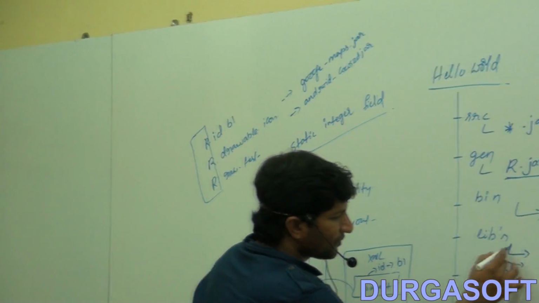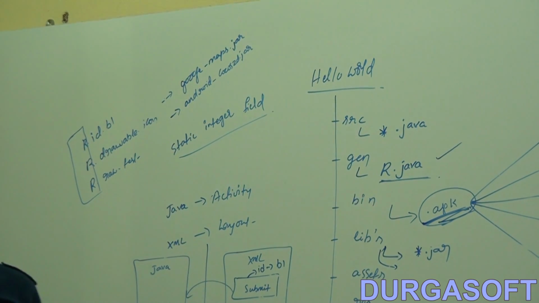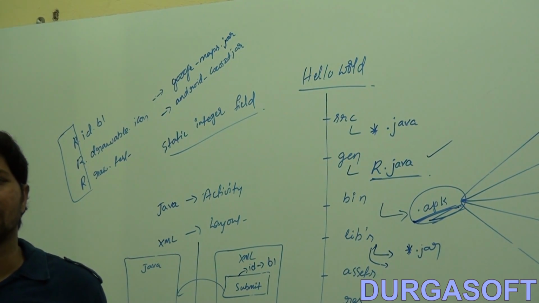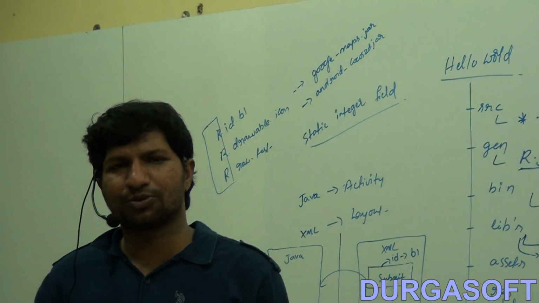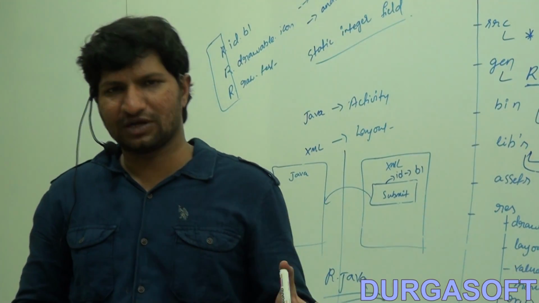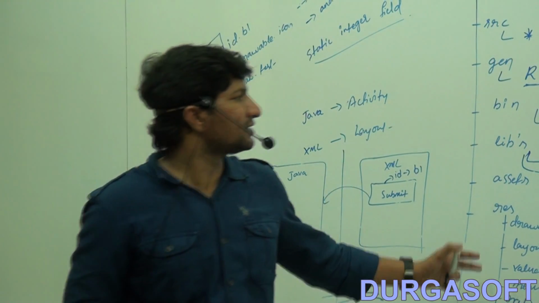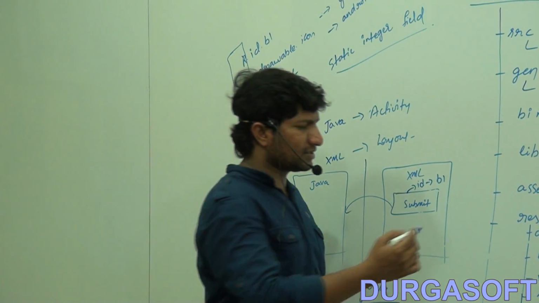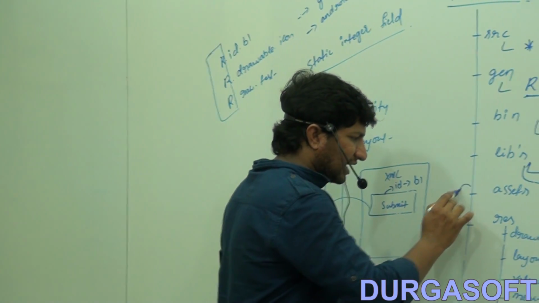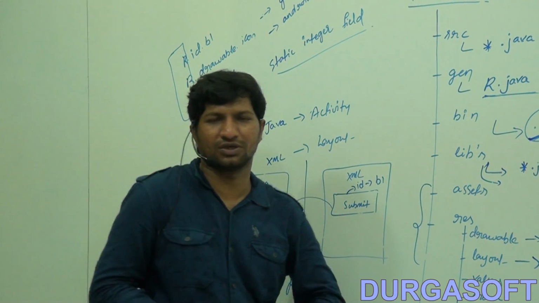This is about lib, so I'll explain once again. In an Android application, if you want to take any third-party support, that third party is going to provide you a jar file. Where do you need to put the jar file? Inside the libs folder. Okay. Next, assets. We'll discuss assets and resource.